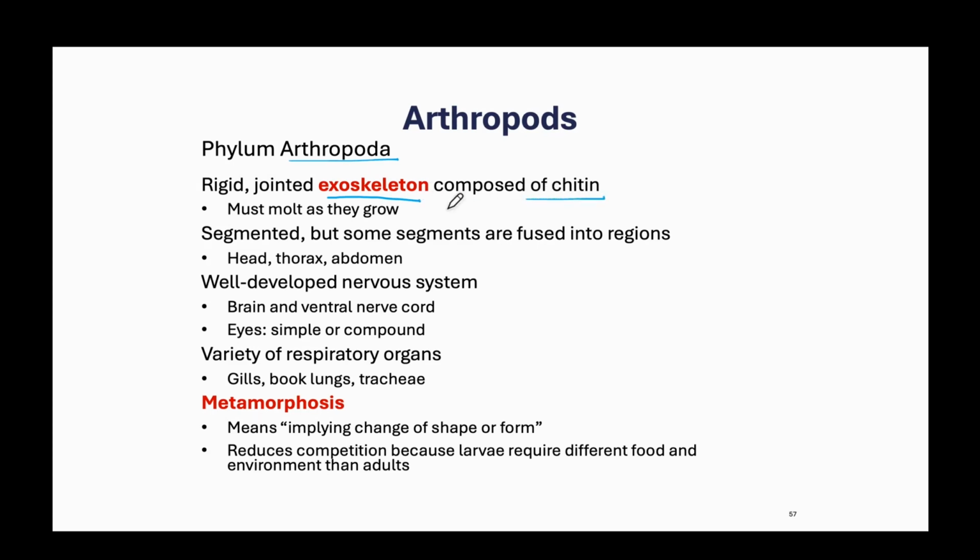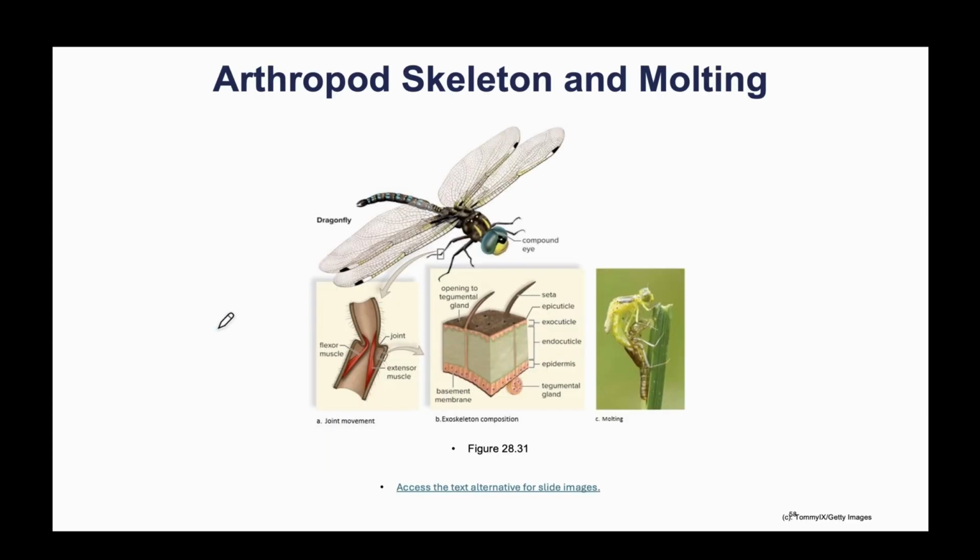So what you need to know is that there are segments. There is going to be a head, a thorax, and an abdomen segment. You also need to note that there is a well-developed nervous system. You have a brain and a ventral cord, and you have eyes that are either simple or compound eyes. Now, examples of arthropods. Here we're showing a dragonfly.